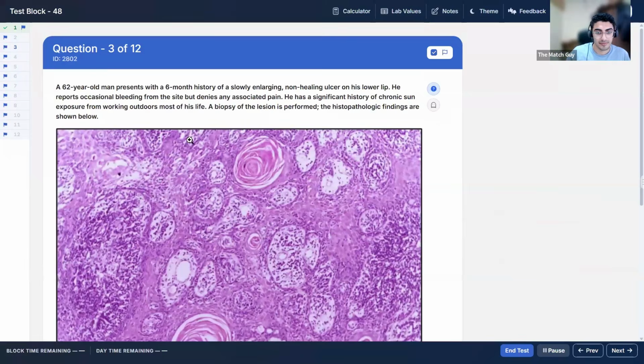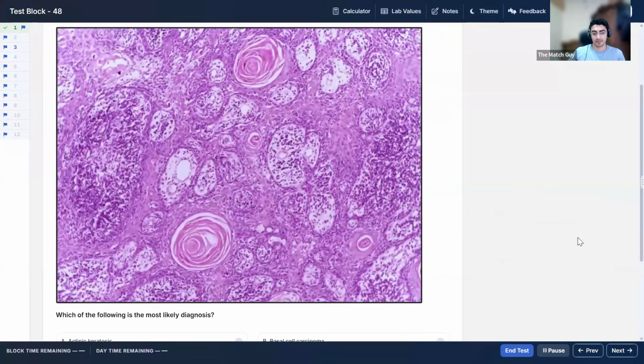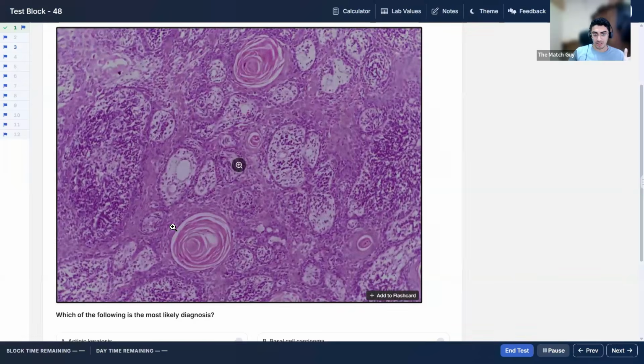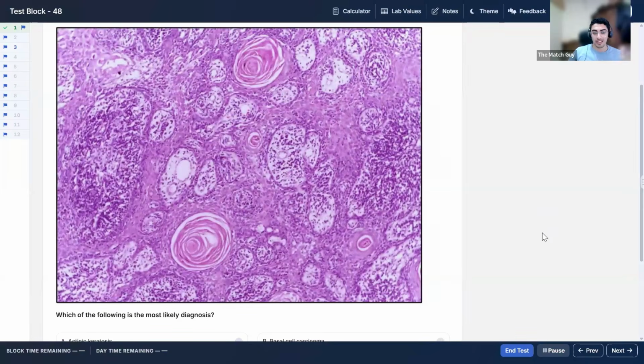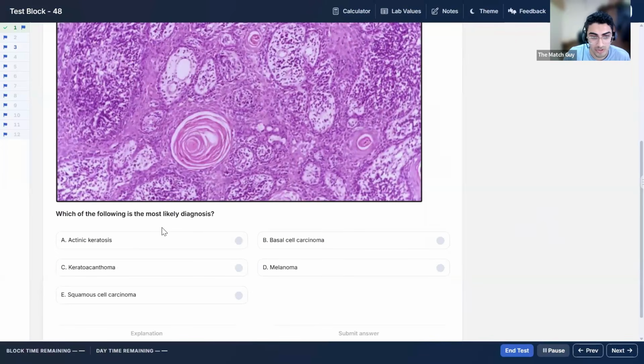All right. What is this picture? I don't have to go over the question. What is the picture? The lesions, in whatever part, I don't care, in the skin, in the lung. Exactly. This is a squamous cell carcinoma. So the most likely diagnosis is squamous cell carcinoma.